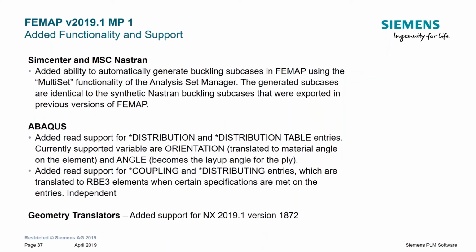Okay, what we've done in MP1, so maintenance pack 1, is we can automatically generate some cases in Femap using the multi-set capability. So basically, this is identical to doing synthetic Nastran buckling subcases that we did in previous versions. Abaqus, we've done some new read support for distribution and distribution table entities, as well as the support for the orientation and angle variables. And then we've added read support for coupling and distributing entities.